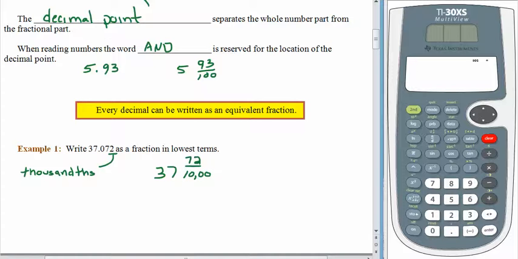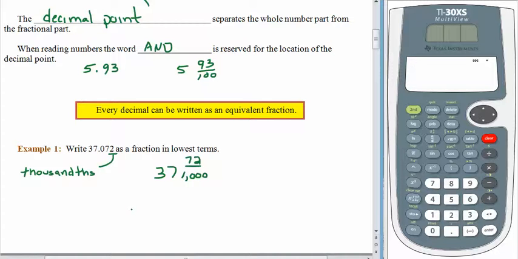Whoops, the comma's in the wrong spot. There we go. 37 and 72 thousandths. Hang on. There, that's better. And that's a fabulous fraction, except for the fact that this should bother you a little bit because it's not in lowest terms. The cool thing about putting decimal numbers into fractions in lowest terms is that all of our place values are powers of 10.